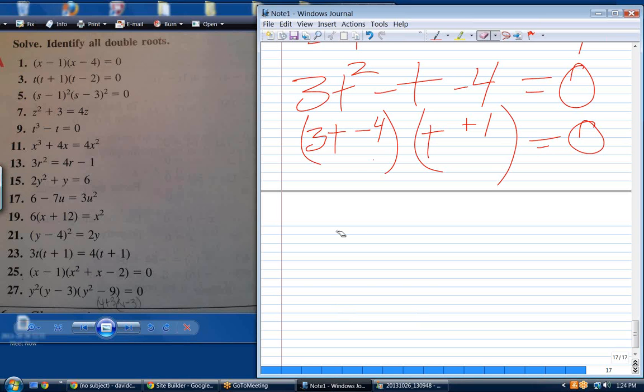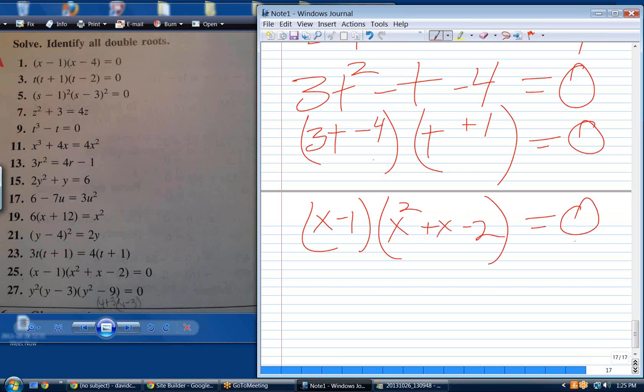That was 23. Let's do 25. 25 is a little different. It might look like you would want to multiply all of this out. But notice that the solution to all of these, when you have it set equal to 0, is to factor it, not to multiply it out. So the last thing in the world we want to do here is multiply x minus 1 times this. What we want to do is factor that. Okay, so what does that factor into?